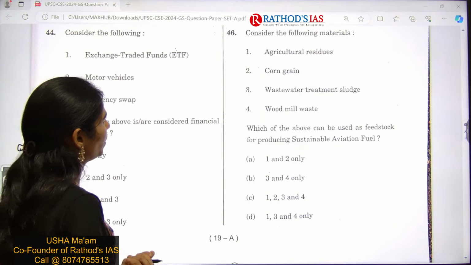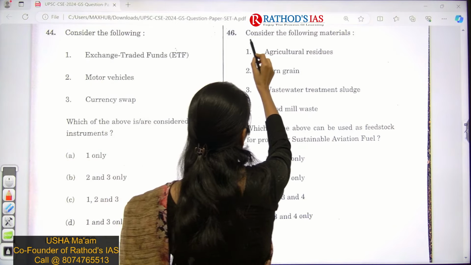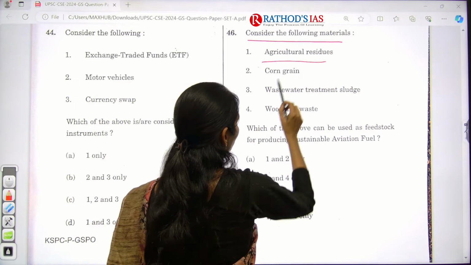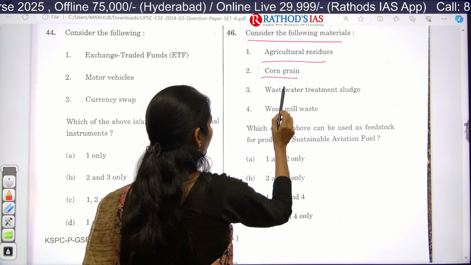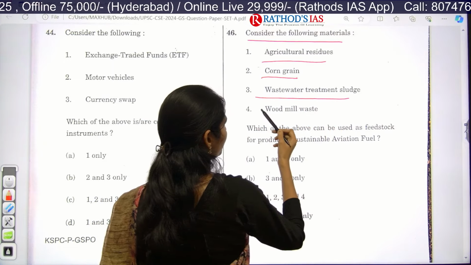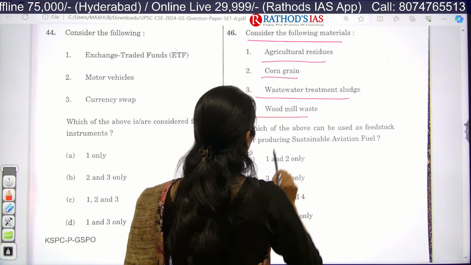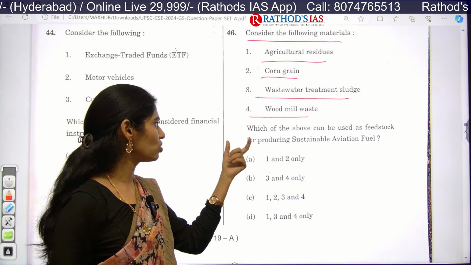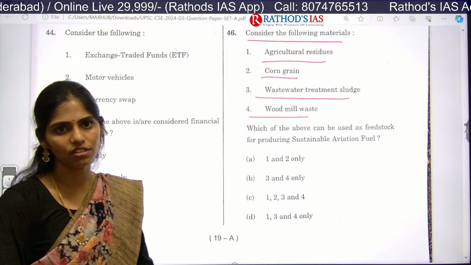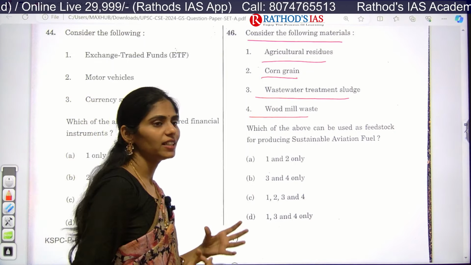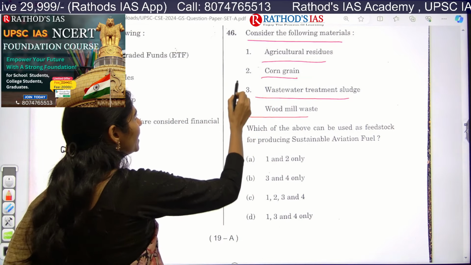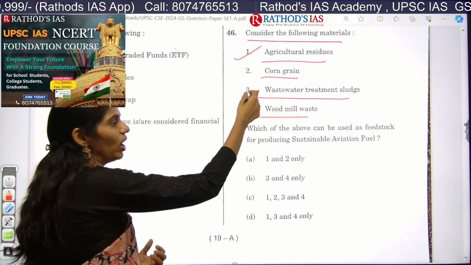So 46th question. First one is: consider the following materials. First is agriculture residue, next is corn grain, third is waste treatment sludge, and next is wood mill waste. Which of the above can be used as a feedstock for producing sustainable aviation fuel? If you want to make anything sustainable, we have to make it from waste. So which are the waste here? Agriculture residue is waste, and even corn grains.